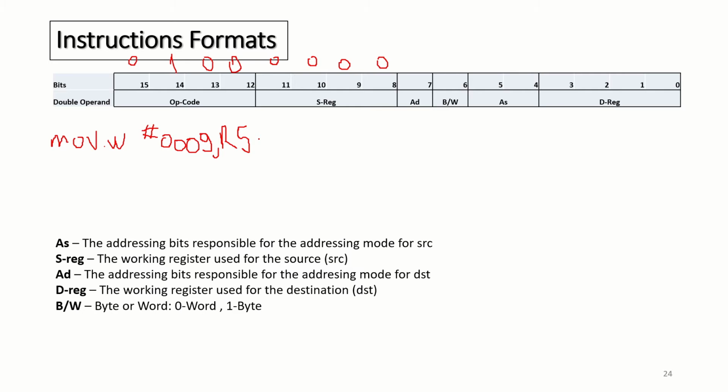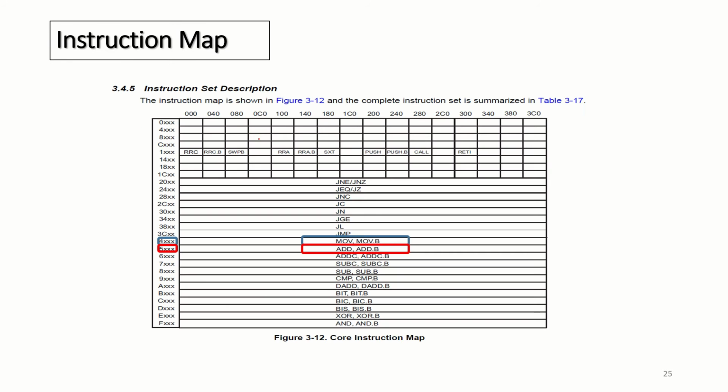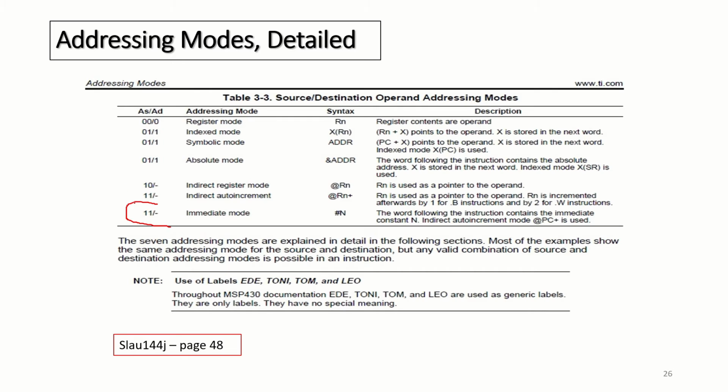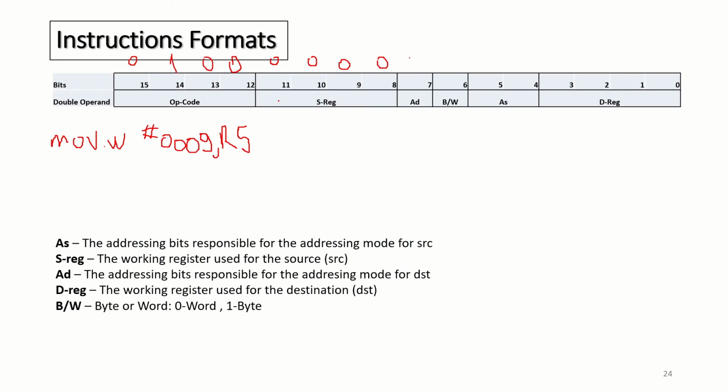Now let's take a look at the AD and AS bits for the immediate addressing mode. For the immediate addressing mode, we can see that we will have AS as 1, 1 and none for AD. We will have 0 for AD and we will have 1 and 1 for AS. And from the instruction, we know that we are doing this on word level. So we are going to again have 0 here in order to indicate the word. And we know that our destination register is R5. So we will have 0, 1, 0, 1.